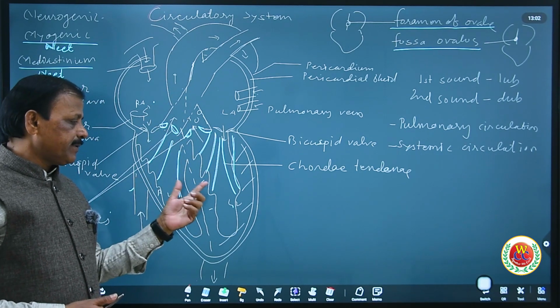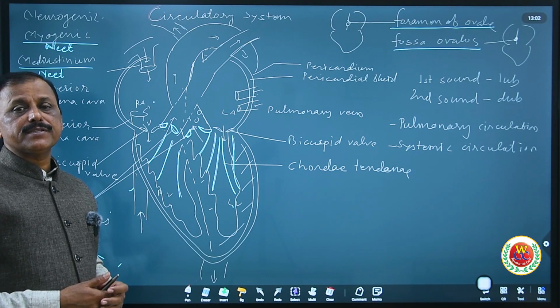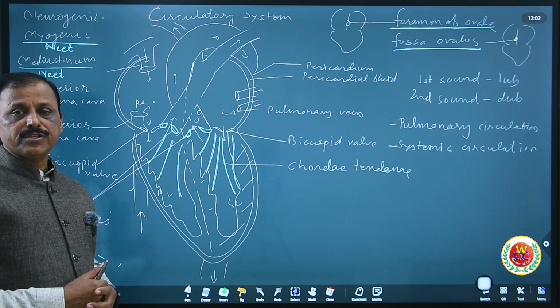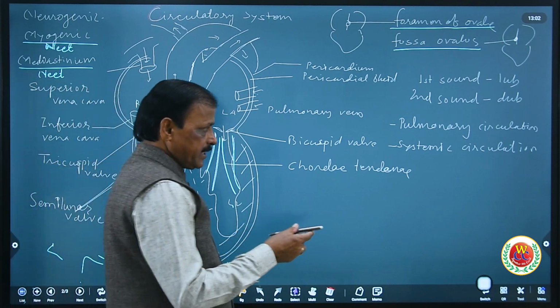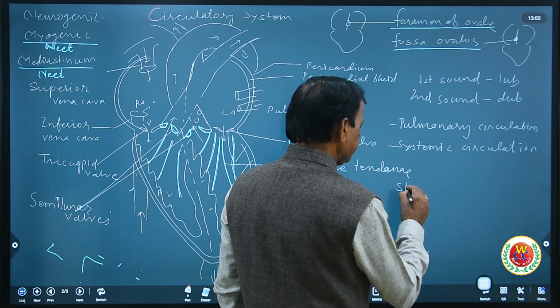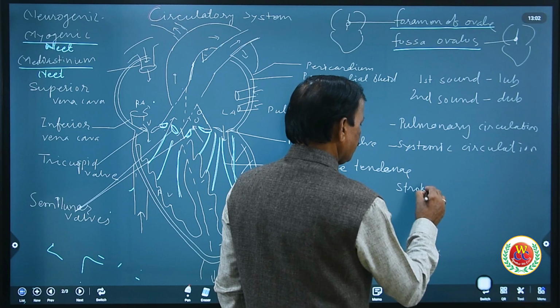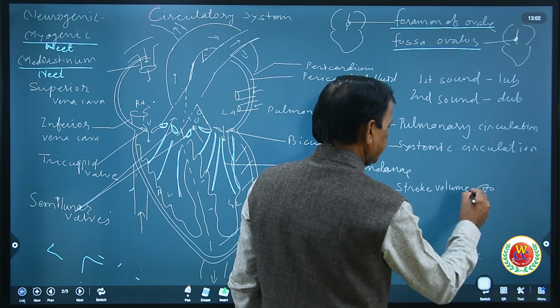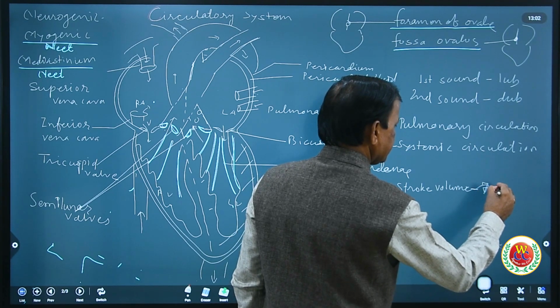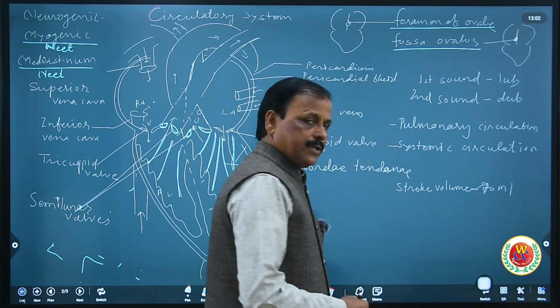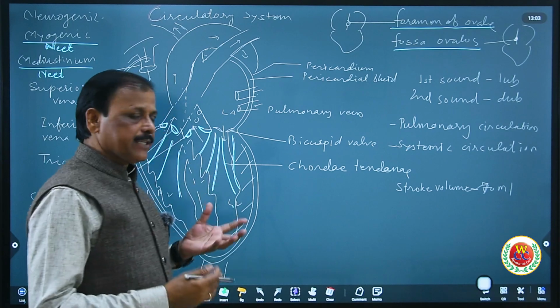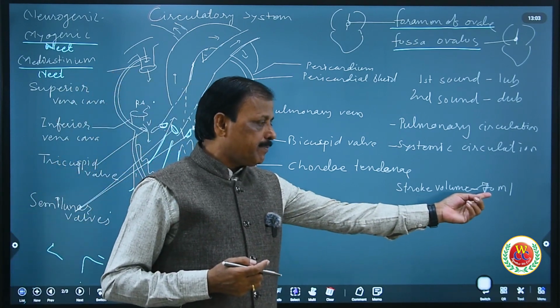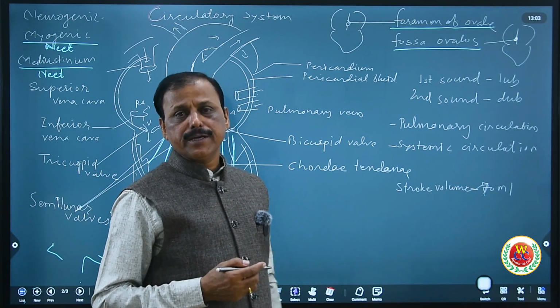And every time when the ventricles contract, they pump 70 ml of blood, called stroke volume. What is stroke volume? Every time both the ventricles contract and pump blood, that volume of blood is called stroke volume, and it is 70 ml.